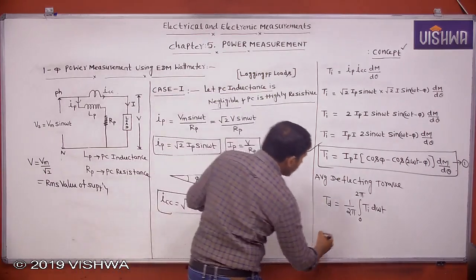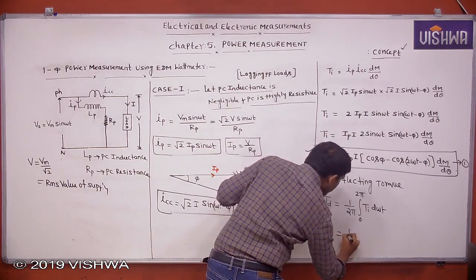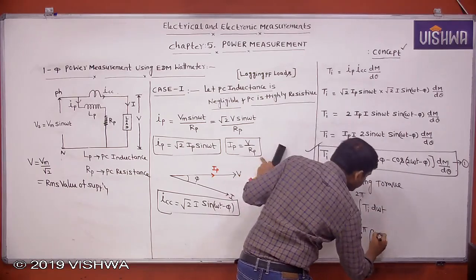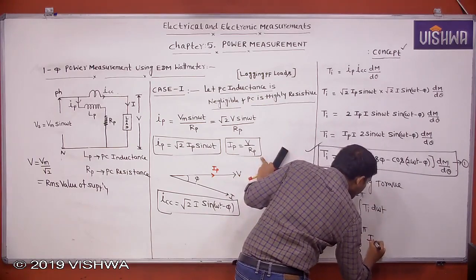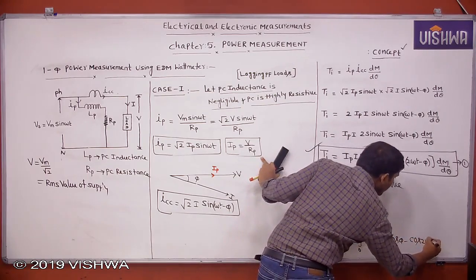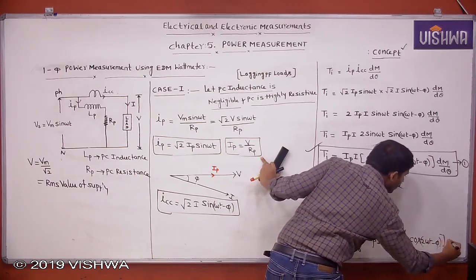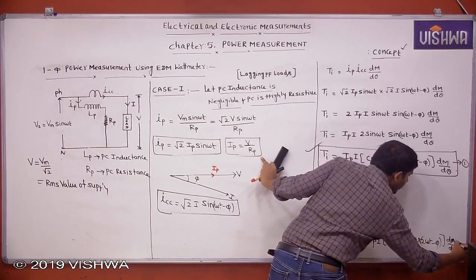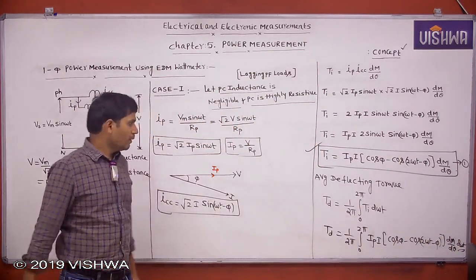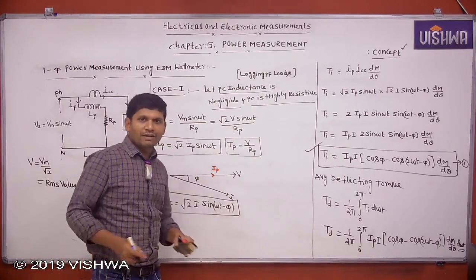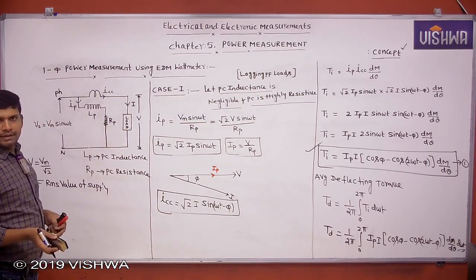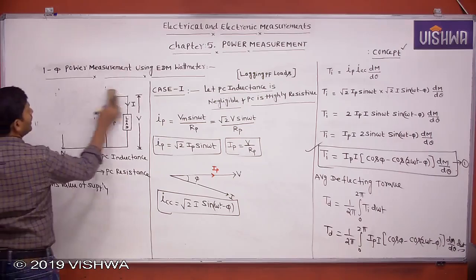One more step I am writing here: TD equals 1 by 2 pi integral 0 to 2 pi, what is Ti? Yes, Ip into I into cos phi minus cos(2 omega t minus phi) into dM by d theta into d omega t. Okay, now I am calculating the average deflecting torque in a wattmeter. Yes, it's over. Now continue this.